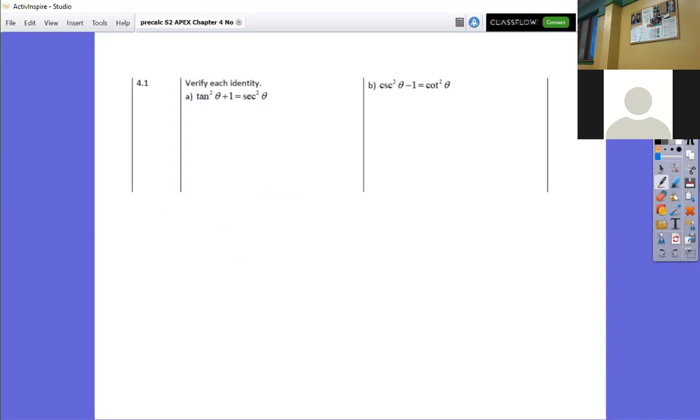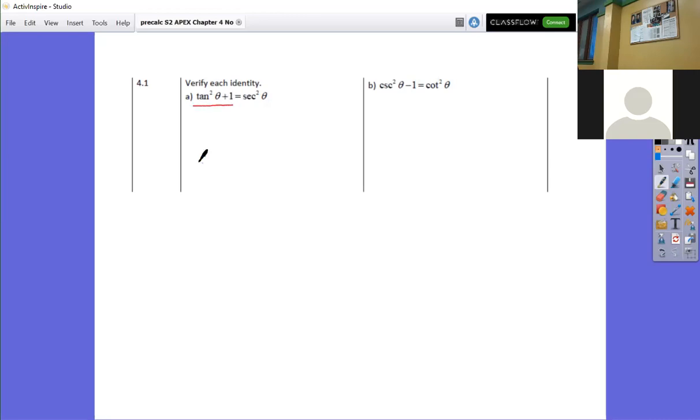All right, so we're gonna verify each identity. In other words, we're gonna do a proof and prove that one side equals the other. Okay, so I see tangent squared theta plus 1 equals secant squared theta. Which side do you think is the more difficult side? The left side. It looks more difficult.